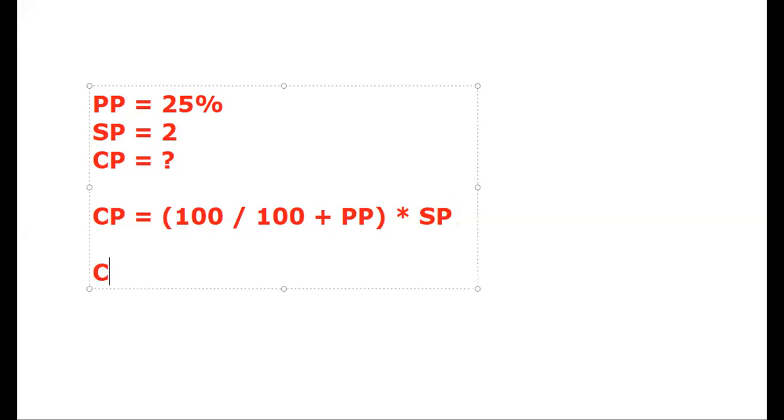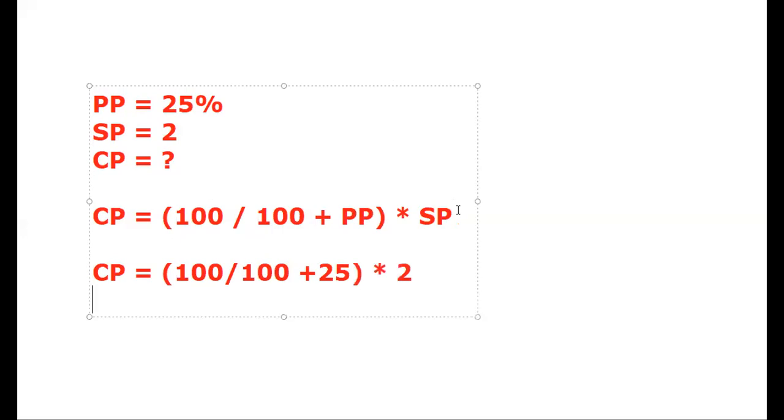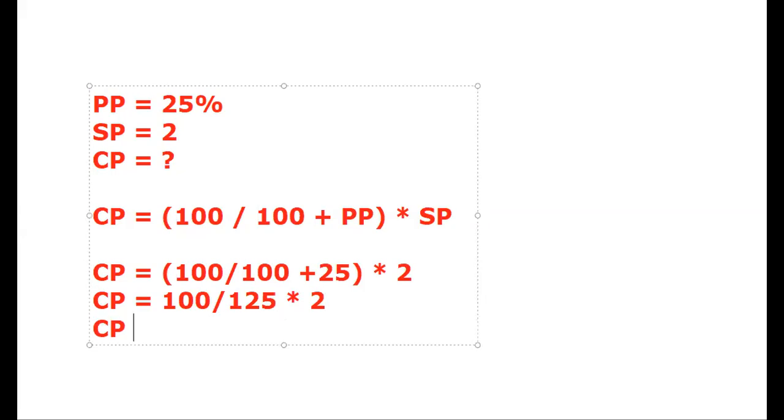So now cost price will be equal to 100 over 100 plus the profit percent, which is 25, times the selling price, which is 2 Ghana cedis. Is that okay? So the cost price will be equal to 100 over 125 times the 2 Ghana cedis. You punch that on your calculator, and that will give you 1.6.